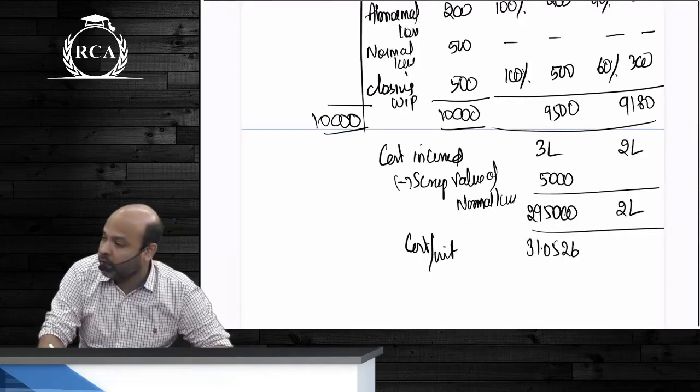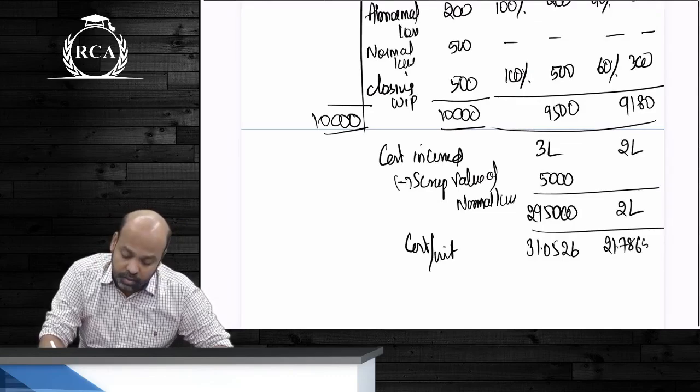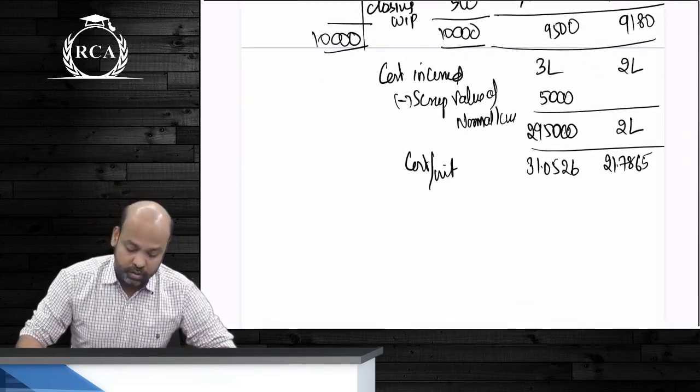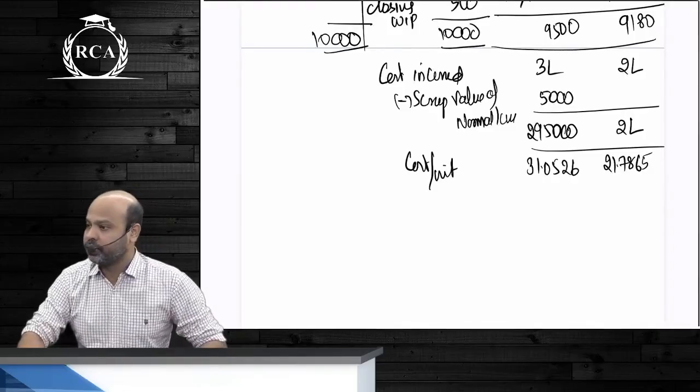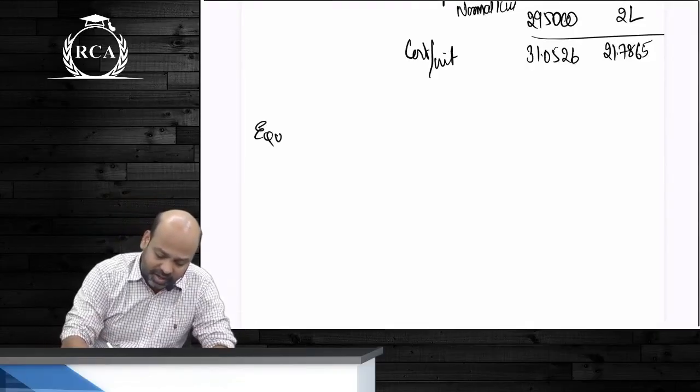And seven, 8. This will be my cost per unit. समझ में आया नहीं आया बेटा ये? Are we all clear about this? See guys, it is as good as writing equivalent units बोल के.